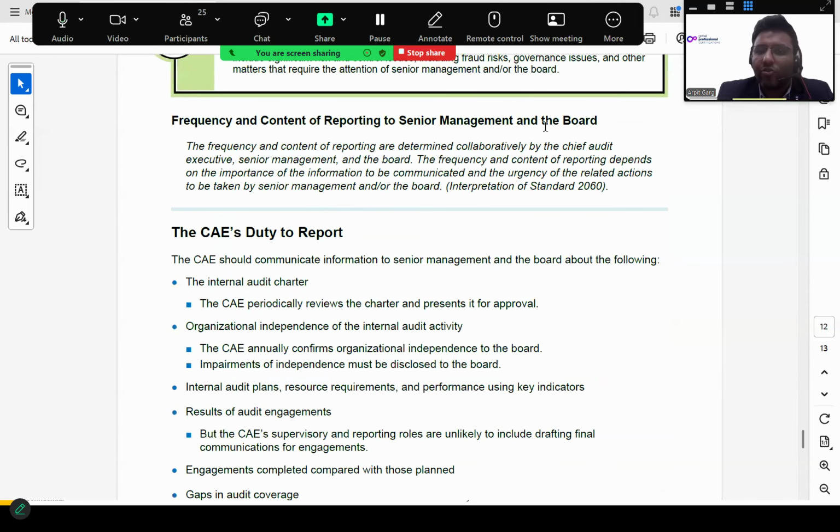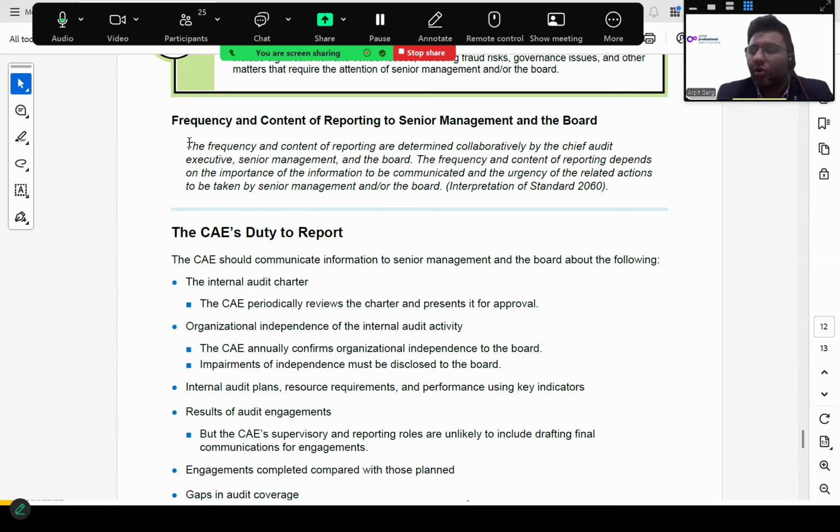Frequency and content of reporting to senior management and the board. People, the frequency and content of reporting are determined collaboratively by the CAE, senior management, and the board. The frequency and content of reporting depend on the importance of the information to be communicated and the urgency of related action to be taken by senior management and the board. So there's no set frequency of reporting to senior management and the board. But of course, people, it depends on jurisdiction to jurisdiction.